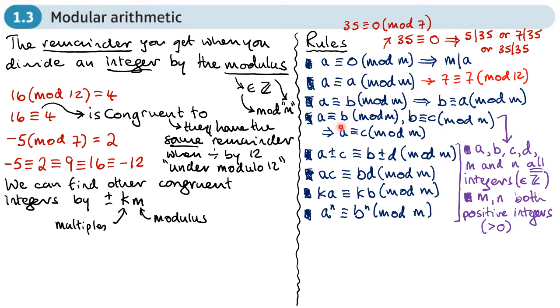Then the next rule here basically says if you've got one number congruent to another. So let's say I've got -5 is congruent to 2 and 2 is congruent to 9. So -5 is congruent to 2, 2 is congruent to 9 under mod 7. So I'm just using these examples here. Then it means that the first number is congruent to the last number. So -5 is congruent to 9. Okay, that's basically what that rule means there.